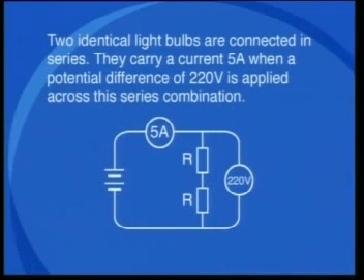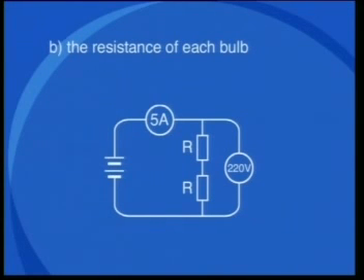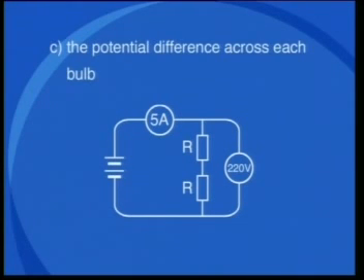Two identical light bulbs are connected in series. They carry a current of 5 amperes when a potential difference of 220 volts is applied across the series combination. Determine A, the effective resistance of the series combination, B, the resistance of each light bulb, and C, the potential difference across each light bulb.